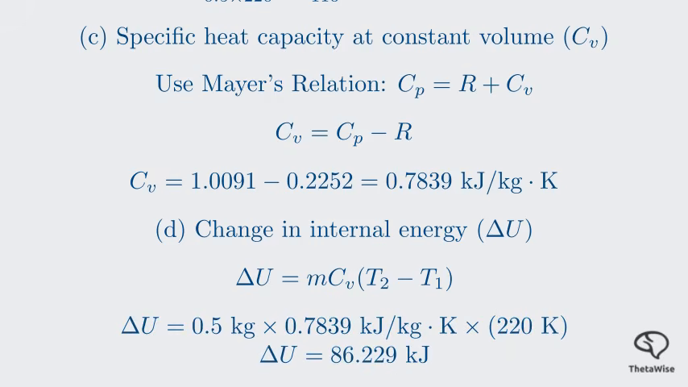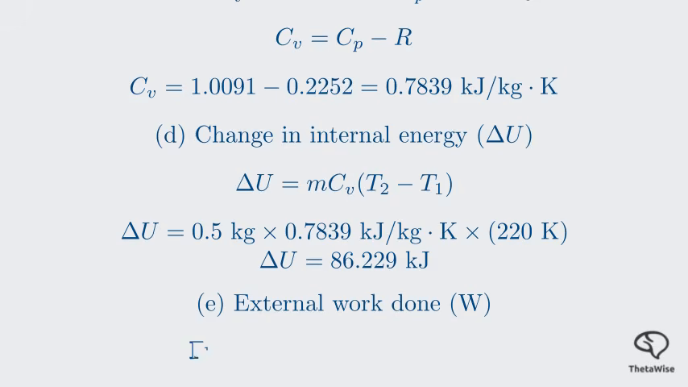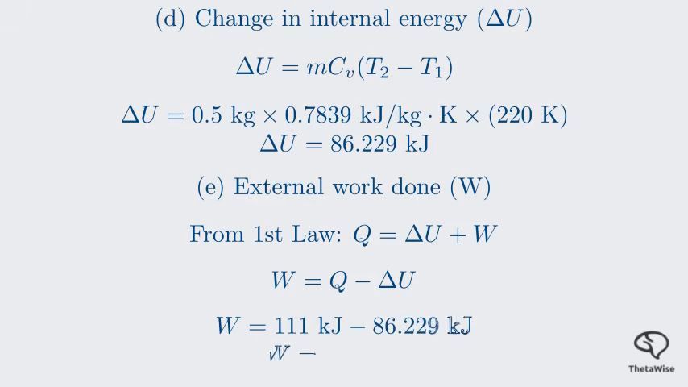Finally, part E, the external work done during heating. We can find the work done using the first law of thermodynamics, Q equals delta U plus W. Rearranging, we get W equals Q minus delta U. Plugging in our values for Q and delta U, we get W equals 24.791 kilojoules, which matches the textbook. The positive sign indicates that work was done by the gas as it expanded during heating. This also confirms the consistency of all our calculated values.